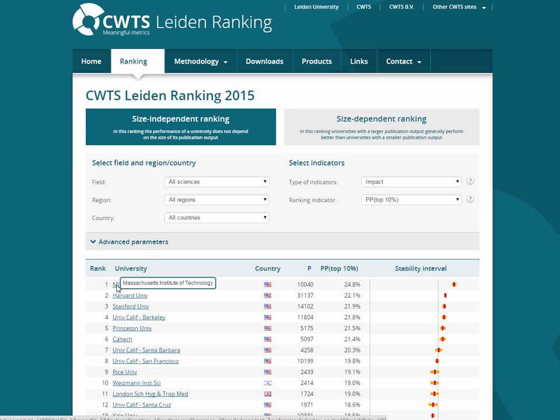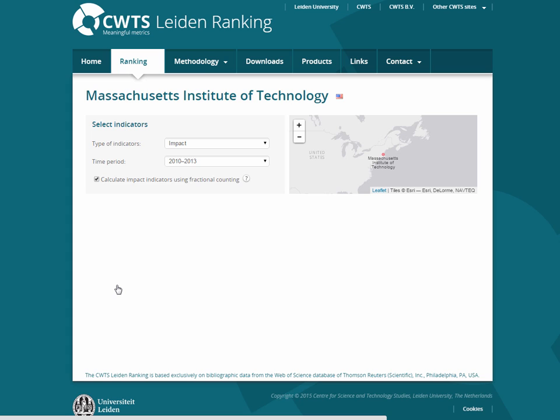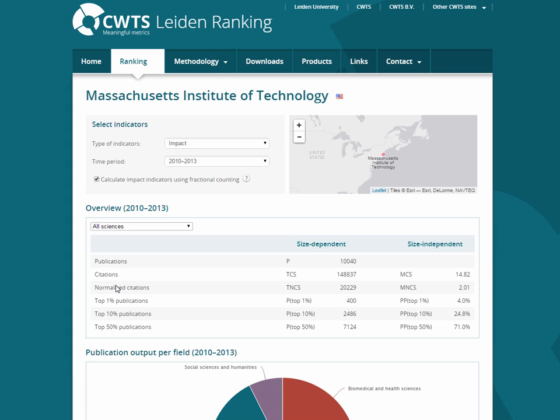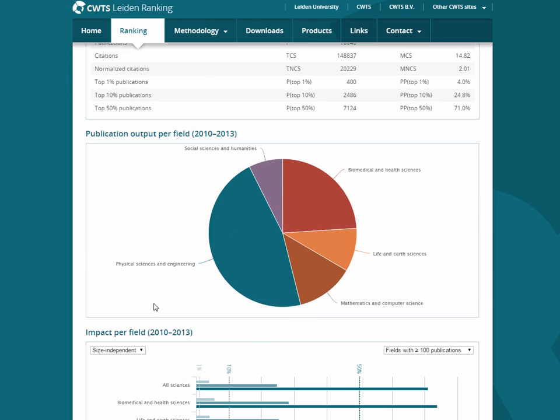By clicking on a university, it is possible to obtain a convenient one-page overview of all bibliometric statistics for the university. Here we see the impact results for MIT. A table provides an overview of both the size-dependent and the size-independent indicator values. A pie chart provides an overview of the publication output of a university per field of science. So in this way we get insight in the profile of a university, whether we are dealing with a broad university focusing on all fields of science or a specialized university focusing on only a couple of fields.